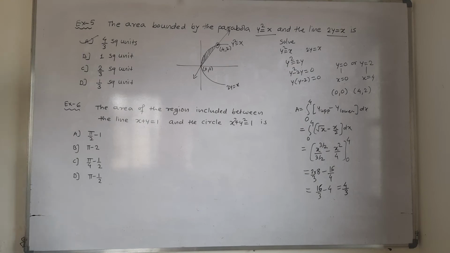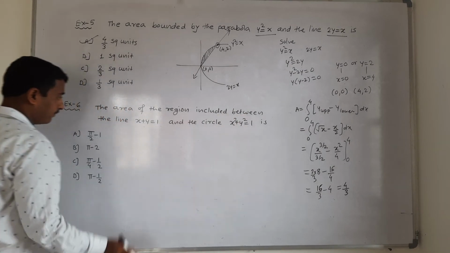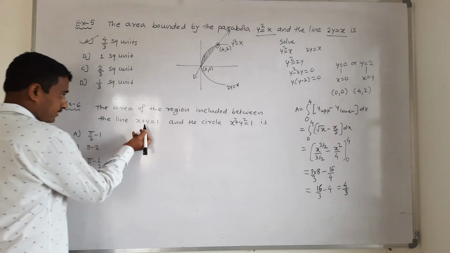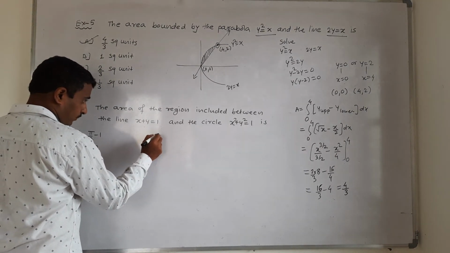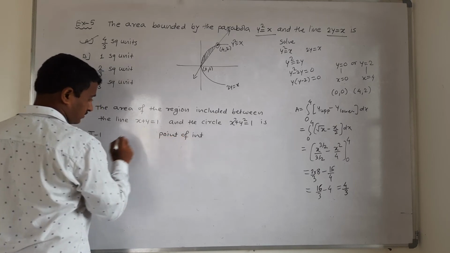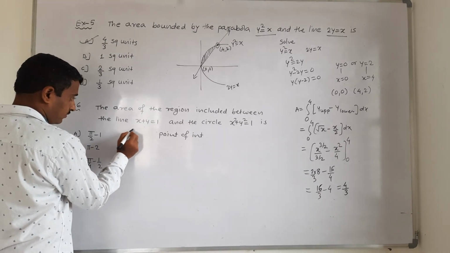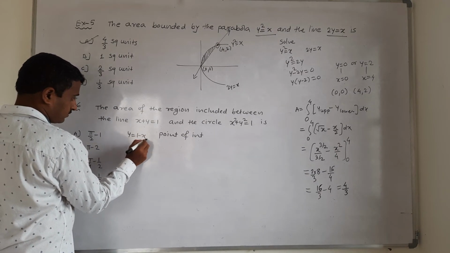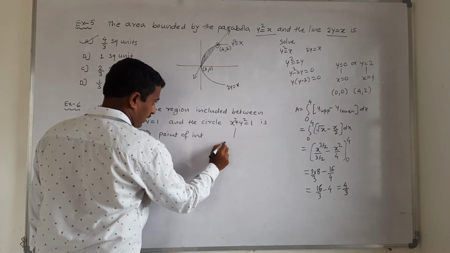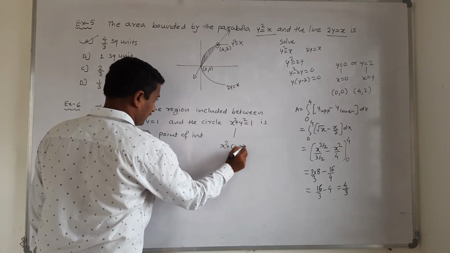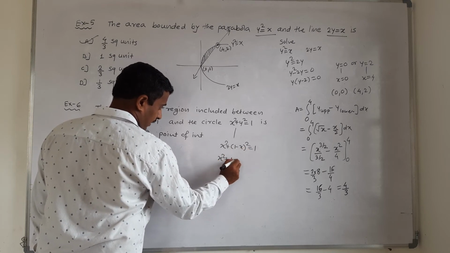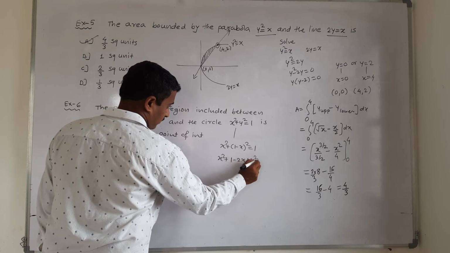Next example, the area of the region included between this line and circle. First we solve these two equations for the point of intersection. From this I write y is equal to 1 minus x. Put y is equal to 1 minus x in this. X square plus bracket 1 minus x square is equal to 1. Expand: x square plus 1 minus 2x plus x square is equal to 1.